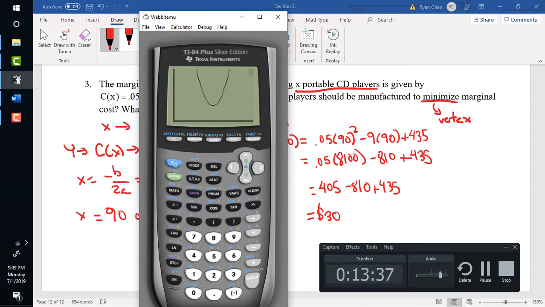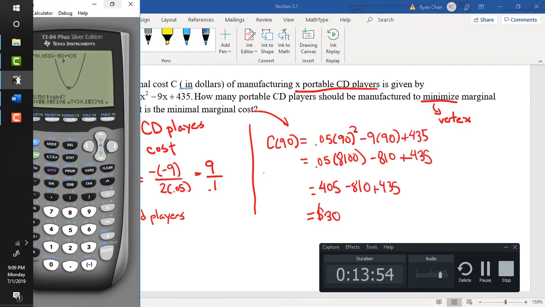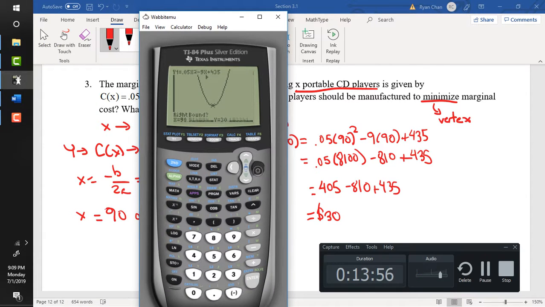Okay. So hit second trace, go to minimum this time. And again, they're going to ask us left bound. So we're going to scooch over to the left, hit enter. They're going to go to right bound. We're going to move our cursor to the right bound. Sorry about that. Hit enter. And then when I say guess, just hit enter one more time. And we have it here.